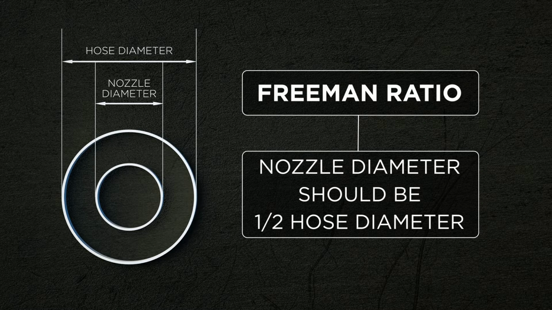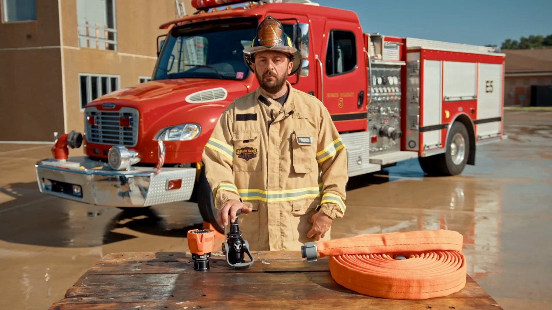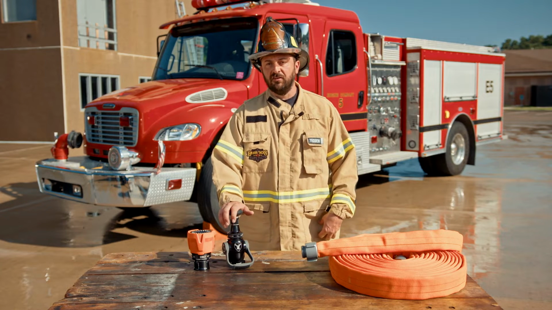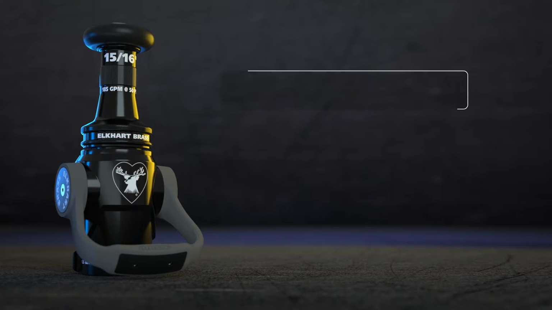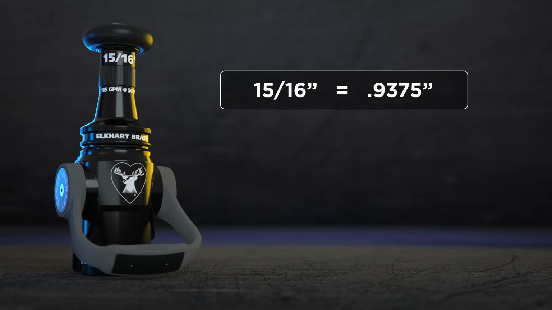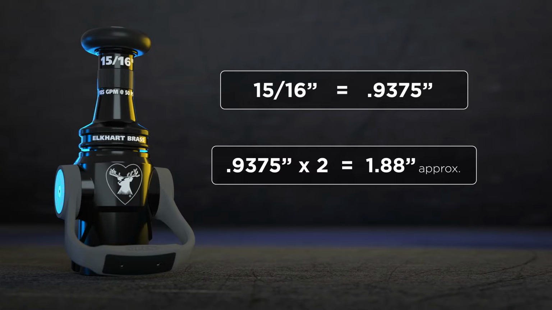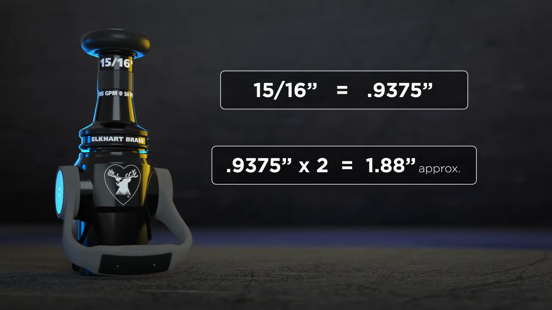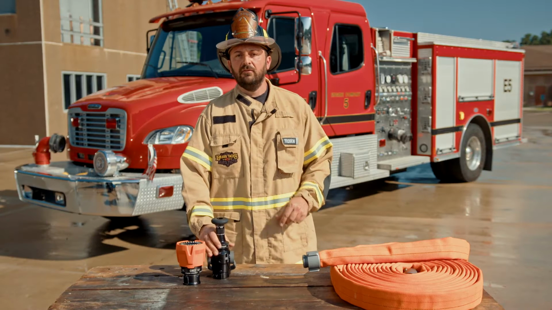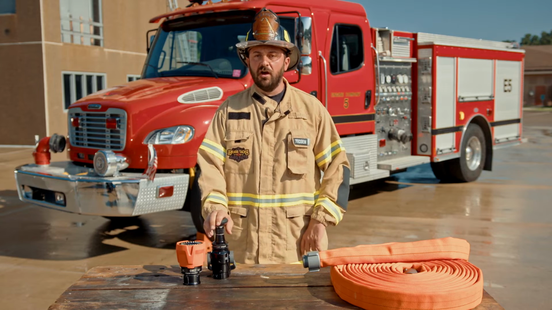Let's take a look at this concept in more detail because you need to understand it to properly spec a handline attack package system at a low pressure. For example, a 15/16. 15/16 is 0.9375. If you times 0.9375 by 2, you roughly get 1.88 inches. So, wait a minute, we've been attaching these nozzles to 1 3/4 hose.